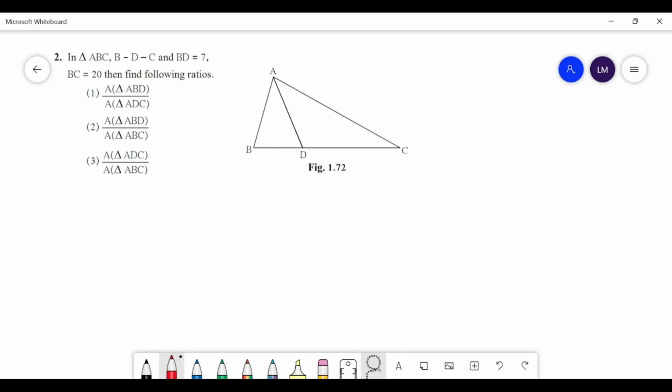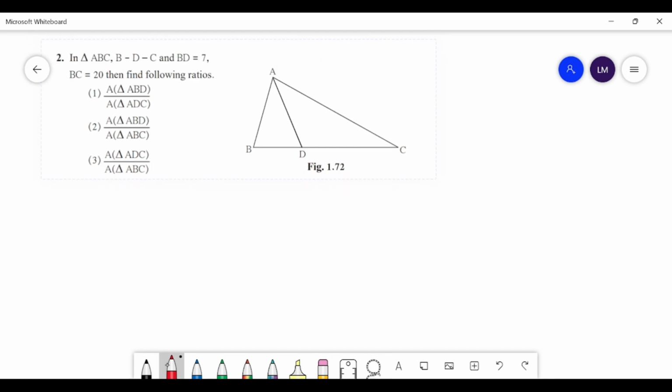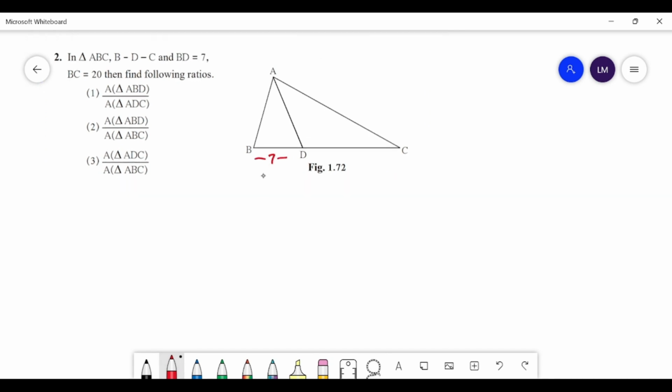Question number 2. In triangle ABC, B dash D dash C and BD is equal to 7. So we can write here BD as 7. Next is the value of BC is 20. So we can write here as 20 for BC. Then find the following ratios. So the first one we will solve, that is the ratio of the areas of triangle ABD and triangle ADC.